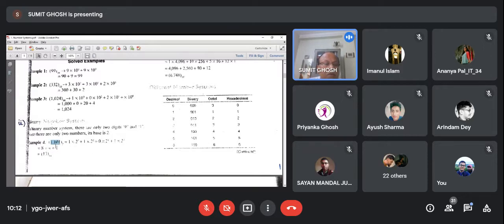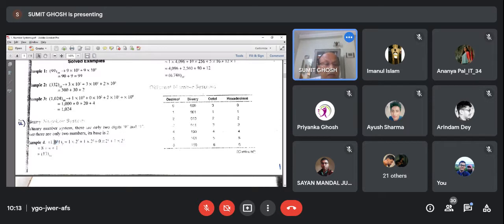So now, if 1101 has to be represented, the rightmost 1 is multiplied by the position weightage, which is 2 to the power of 0. Then the 0 to the left of this, you write as 0 into 2 to the power of 1. Why 2 to the power of 1? Because the position value is 1.